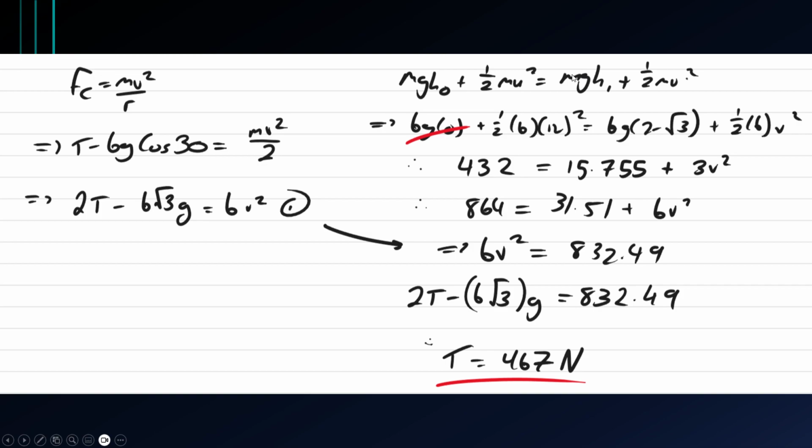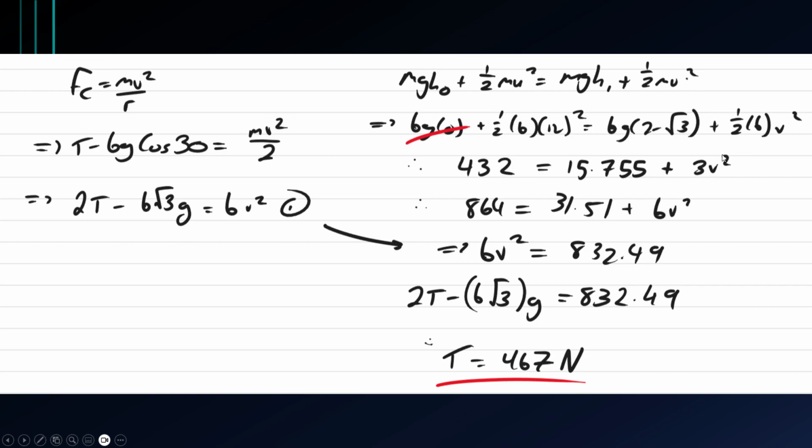Now we have the conservation of energy equation. Initially it's at no height, so there's no potential energy, but there is kinetic energy. Then, of course, the height is 2 minus root 3, which is just 2 minus 2 cos 30 simplified, plus a half by 6v squared.